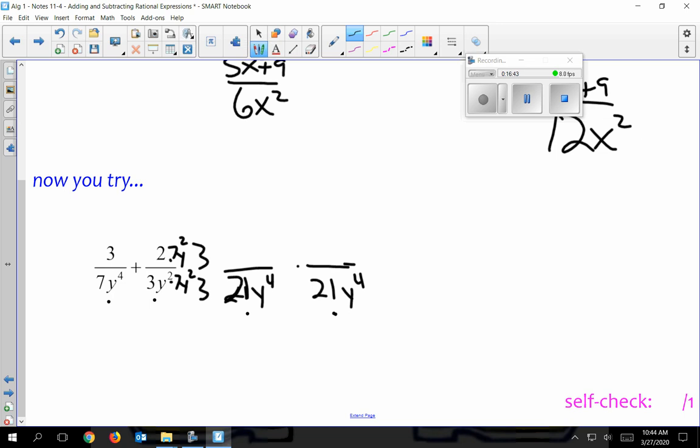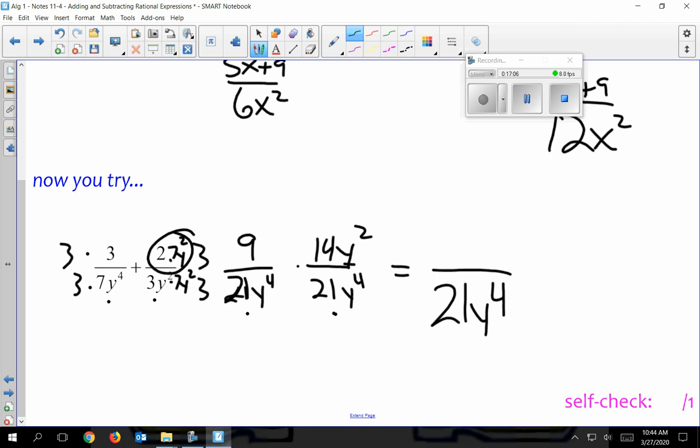There. So multiplying this by 3, I'm going to get 9 over here. I'm multiplying this by 7y squared. Sorry for my mess. 14y squared. Okay, so I do have a common denominator. It's 21y to the 4th, and 14y squared and 9. I can't really put that together. So there you go.